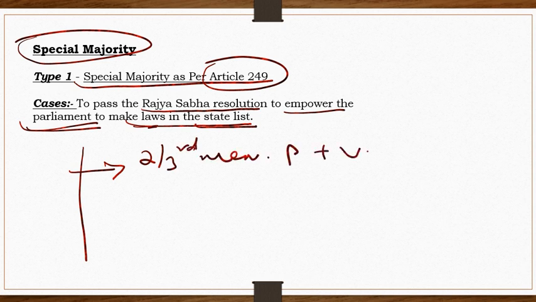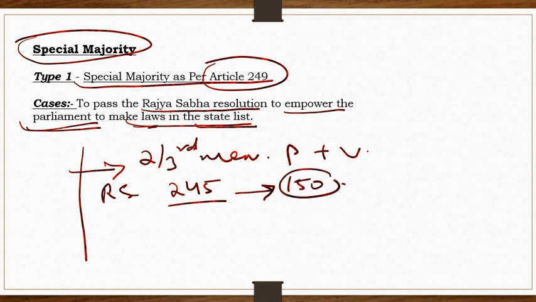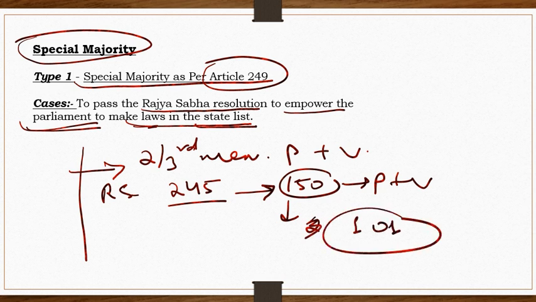Okay, now suppose in Rajya Sabha we have 245 members, and from those members 150 are present and voting. So the 2/3 of this will be 101. 2/3 plus 1. 2/3 of 150 plus 1. This will be the majority. This will be the special majority as per the Article 249.